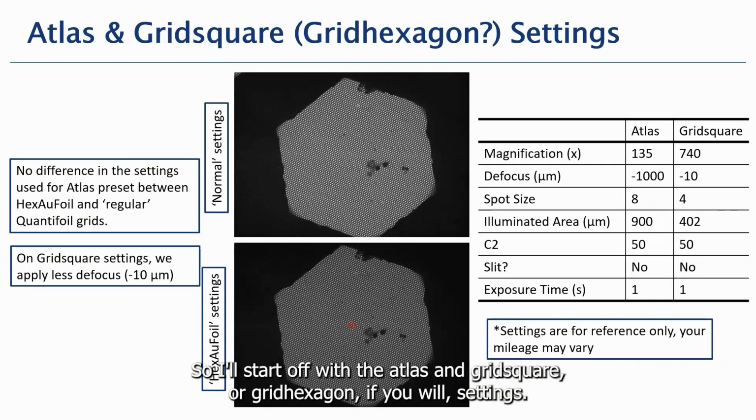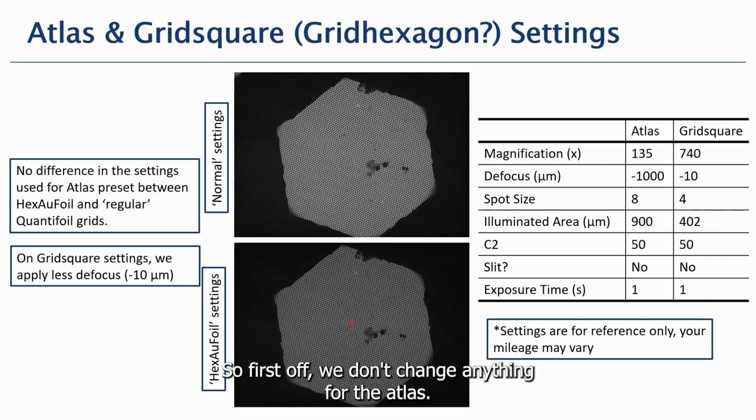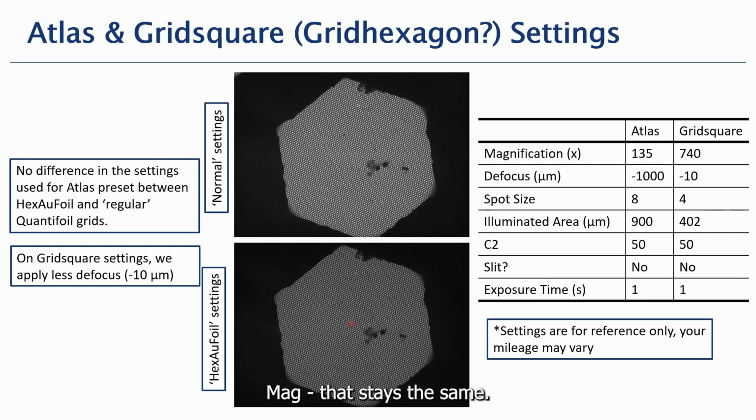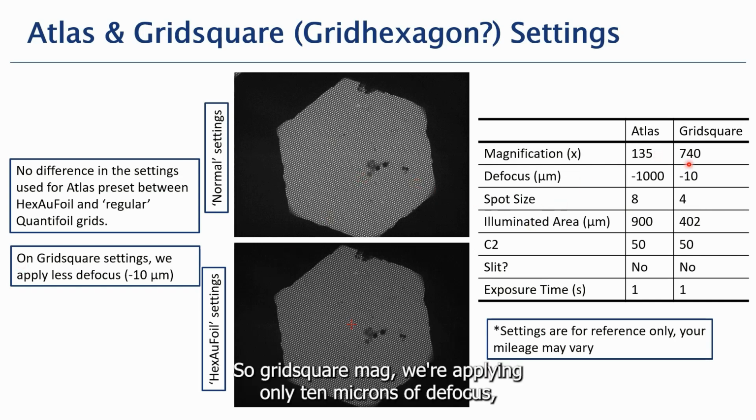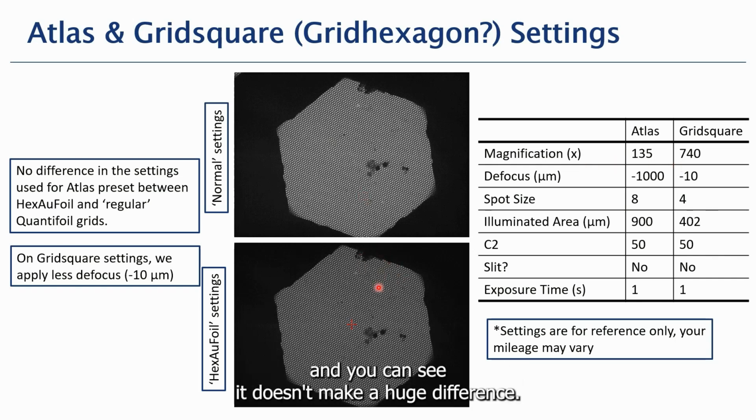So I'll start off with the Atlas and grid square, or grid hexagon, if you will, settings. First off, we don't change anything for the Atlas mag, that stays the same, and it works totally fine. We do, however, make a slight change at the grid square mag settings, and this is mainly around the amount of defocus we apply. So at grid square mag, we're applying only 10 microns of defocus, and you can see it doesn't make a huge difference.